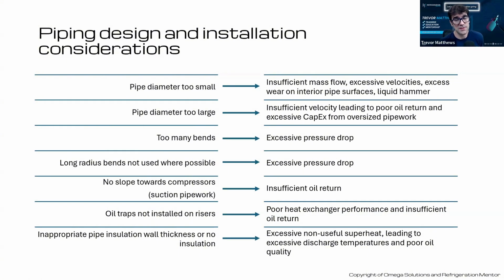As well as the oil traps is another big one. A lot of people ask me, well, Trevor, it's CO2. Your suction's running at 400 psi or 25 bar, 30 bar. Why do we need traps in the suction line? Because the pressure is so high. Do you want to elaborate a little bit on that, even though it's CO2?